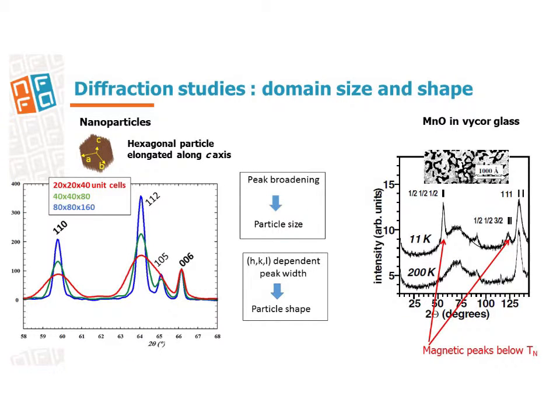From the shape and width of the Bragg peaks of the powder pattern, one can also determine the typical dimensions of a nanoparticle, as shown on the left by simulations for a hexagonal particle. In magnetic manganese oxide embedded in Vicor glass, the confined geometry affects both the crystal and magnetic domain sizes.